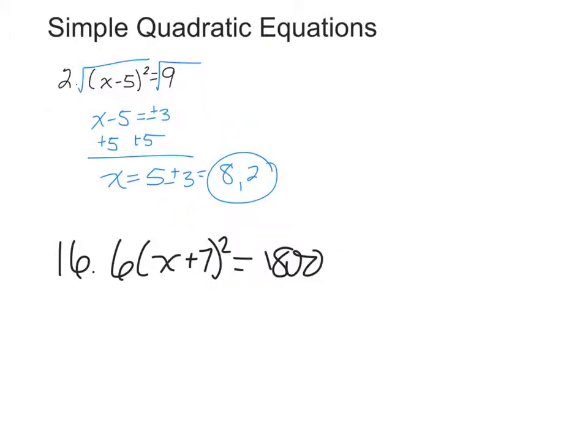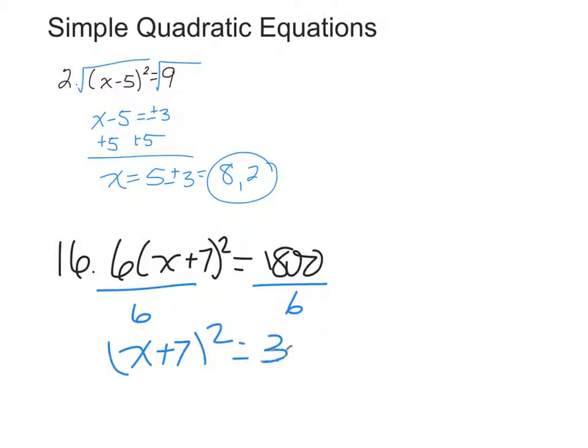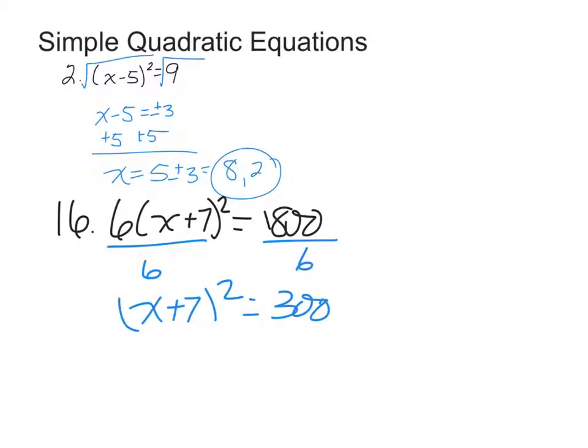I'm going to jump to one about halfway down the page. The first thing I want to do is divide both sides by 6. That's lovely. X plus 7 squared equals 300. But unfortunately, when I go to take the square root of both sides, square root of 300 does not come out even. I can rewrite it as square root of 100 times square root of 3, and I know the square root of 100.